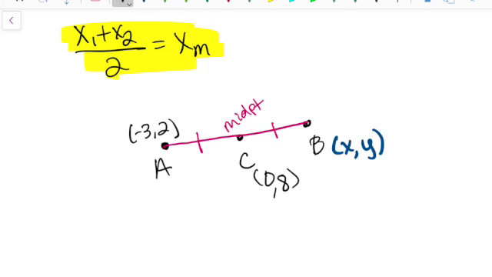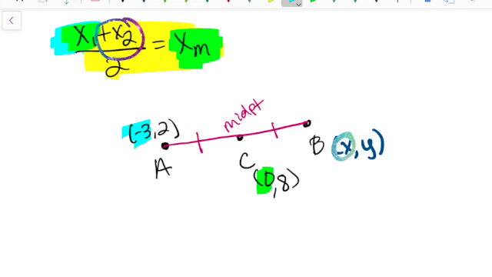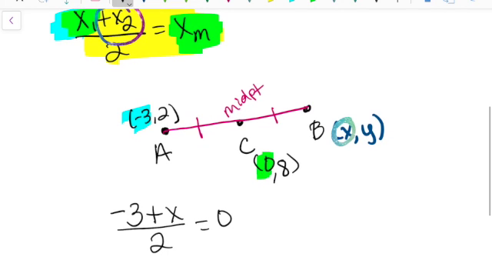So now we know what x1 is. This is x1. We do not know what x2 is. This is x2. But we do know what xm is, which is 0. That is the x value of the midpoint. All right, so I'm going to plug into my formula. (-3 plus x, that's my x2 that I don't know) over 2 equals 0. Again, I have x1, I don't know x2, and this is my xm.